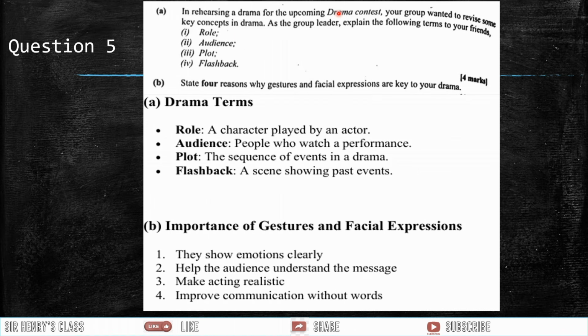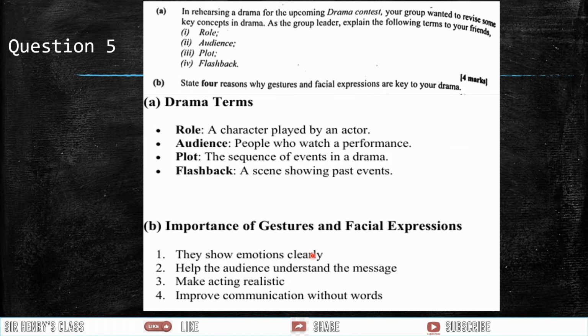So number 5A. In rehearsing a drama for the upcoming drama contest, your group wanted to revise some key concepts in drama. As the group leader, explain the following terms to your friends: role, audience, plot, and flashback. And state 4 reasons why gestures and facial expressions are key to your drama. So role is the characters, the audience is the people who watch the performance, plot is the sequence of events, and flashback is a scene about a past event.